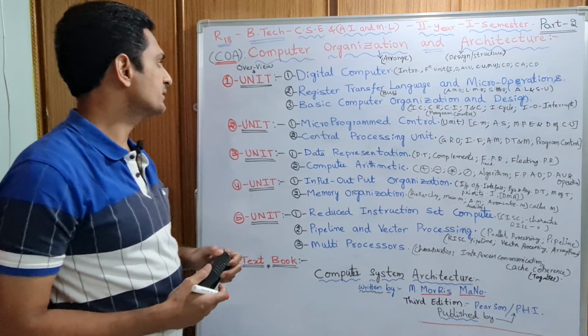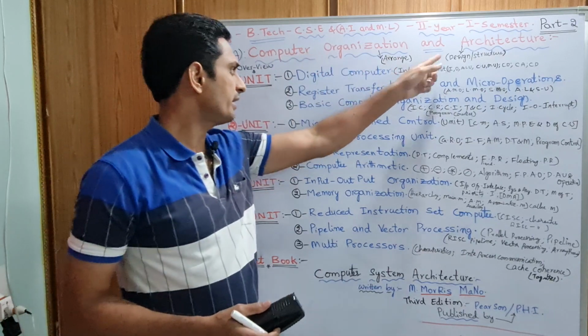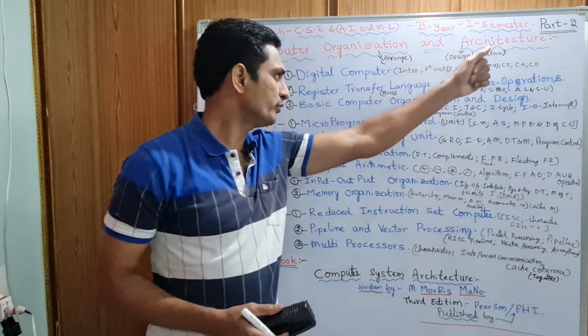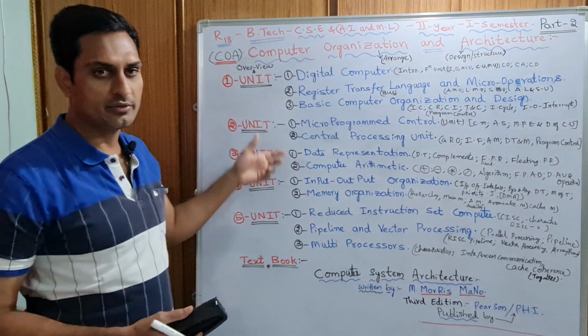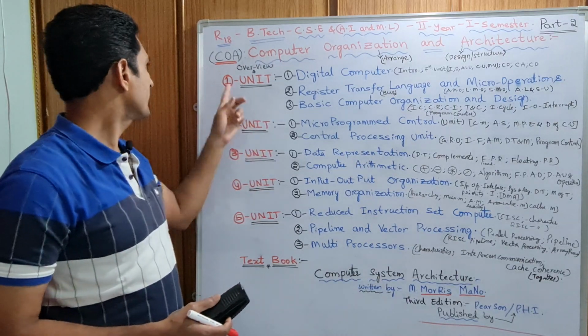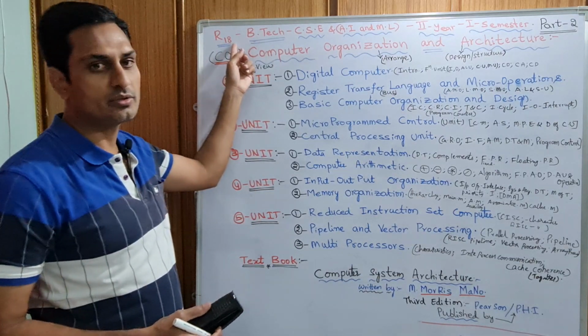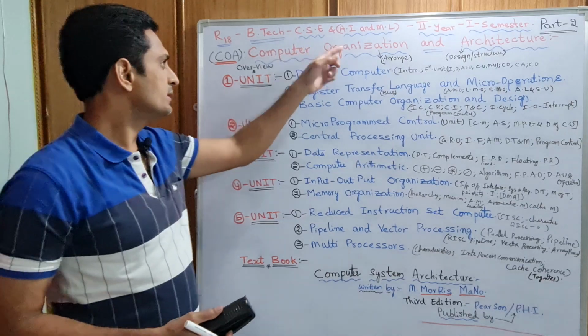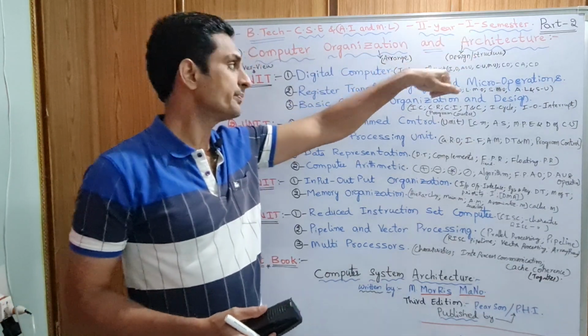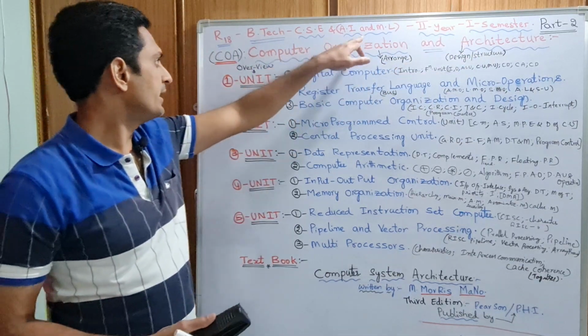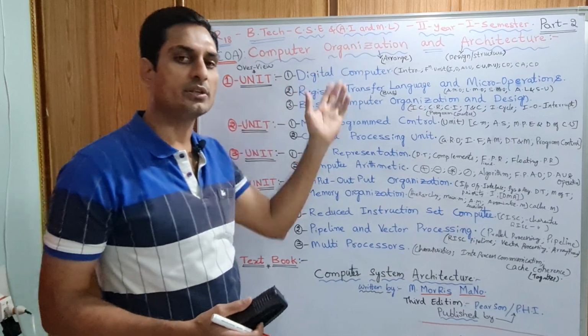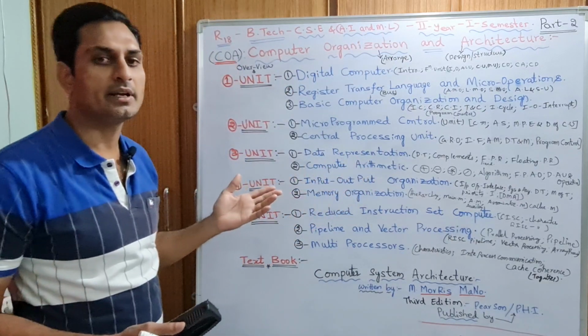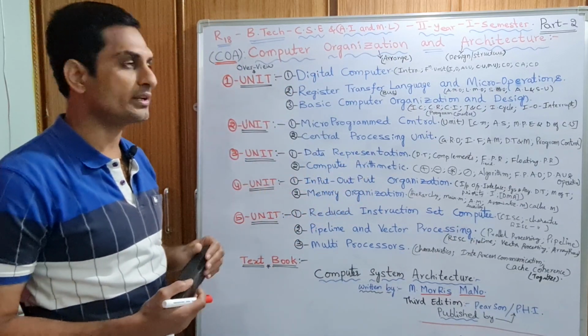Today we are going to discuss computer organization and architecture part 2, video overview of 5 units. This is there for Regulation 2018 BTech second year first semester CSC and AIML students. This is also there for EEE students as an elective subject, and EC students. This subject is also there.